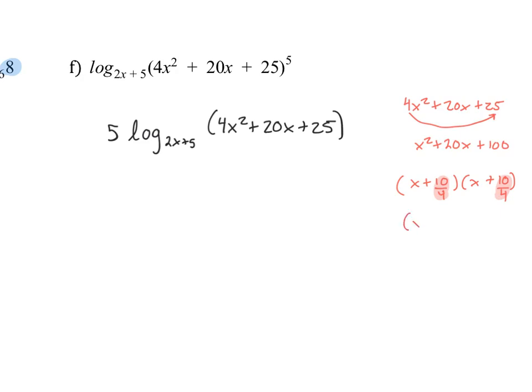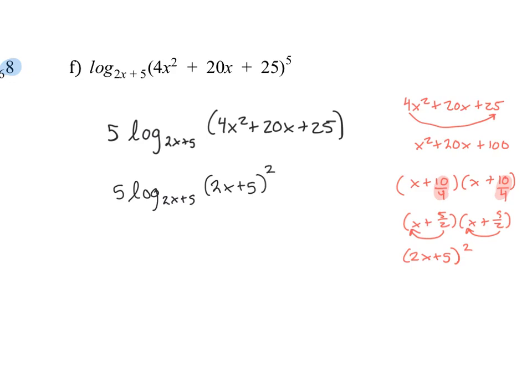So let's simplify it. x plus 5 halves times x plus 5 halves. And then we bring anything left in the bottom up. So 2x plus 5 squared. Same factor multiplied twice. So we can rewrite this as 5 times the log base 2x plus 5 of 2x plus 5 squared. So here we can actually use that power property again. So this 2 will multiply out front, so it becomes 10 times the log base 2x plus 5 of 2x plus 5.